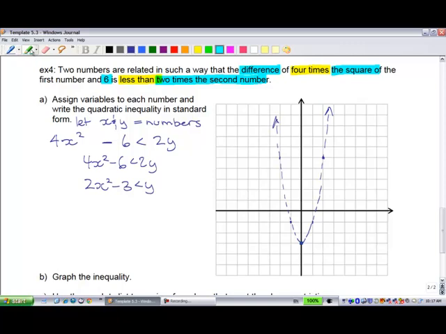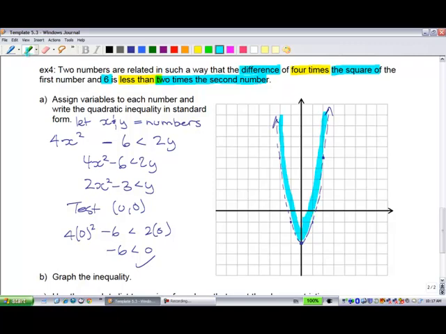And shading wise, we want all the y values which are bigger than that parabola. Or again, why don't we try testing a point again? Let's test 0, 0. Is 4 times 0 squared minus 6 less than 2 times 0? So on the right hand side we have 0, 4 times 0, 0, negative 6. You bet that is. So we are shading all the y values which are above the curve. There we go. So that's us graphing the inequality.